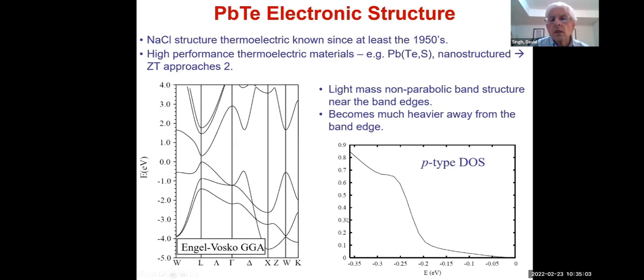And you also see that in the density of states. So this is the p-type density of states, starting at 0, which is the valence band maximum, and then going down in energy away from the band edge. And what you see is that it's very low, which is characteristic of a light mass, which you might think would give you high conductivity. And then at some binding energy at 0.2 electron volts, it becomes very high and steep, which you would think might do something with the Seebeck coefficient.